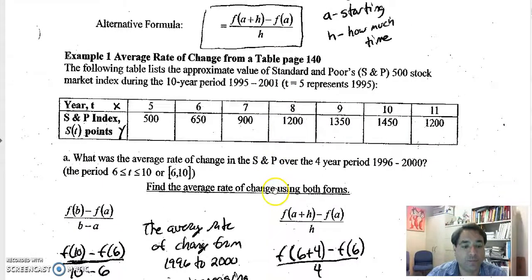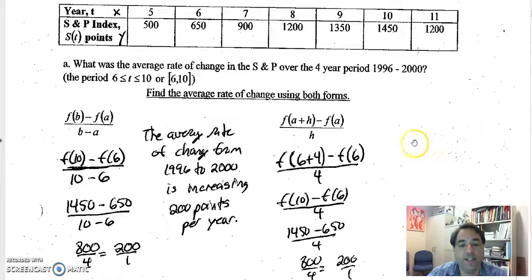So our first example: the following table lists the approximate value of the S&P 500 stock market index for a 10-year period from 1995 to 2001. 5 represents 1995. So we have our data from 5 to 11 and our points from 500 to 1200. If we want to find the average rate of change of the 4-year period from 1996 to 2000, from 6 to 10, so starting at 6, ending at 10, using f of b minus f of a over b minus a, we're starting at 6 and going to 10. So f of b, b being 10, minus f of a being 6, over b minus a, which is 10 minus 6.